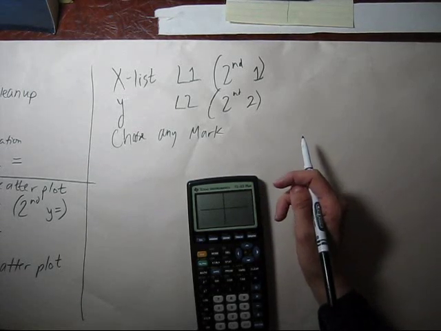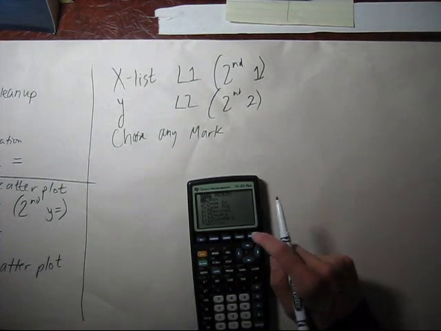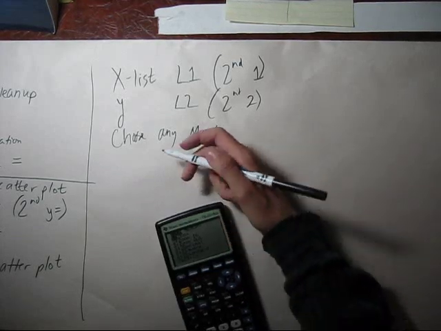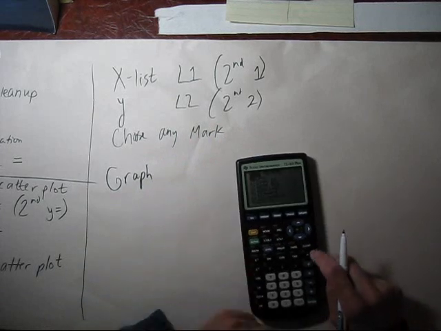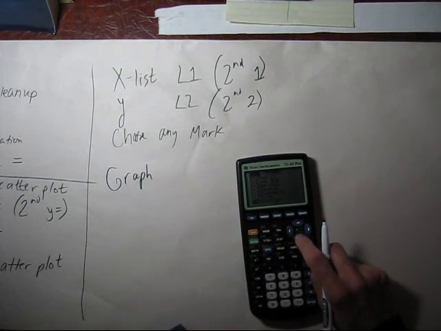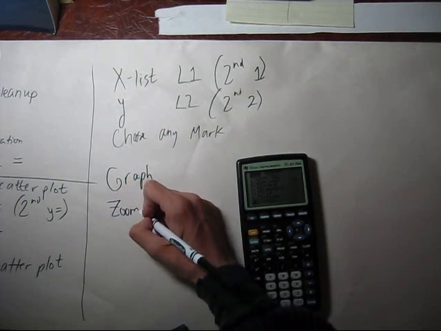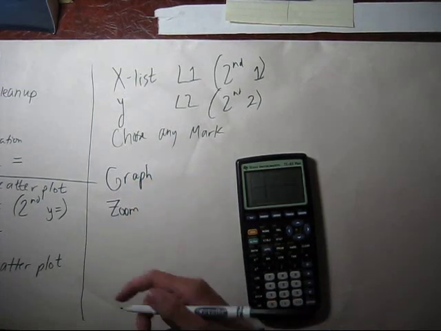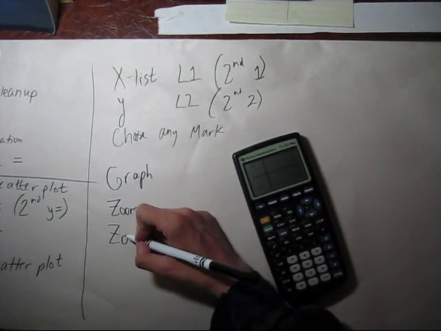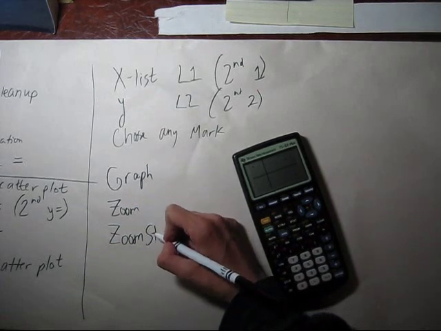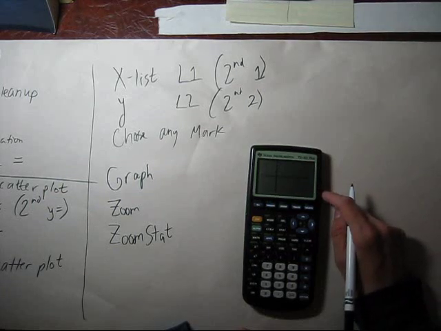So I'm guessing that my window's wrong. So let me go to zoom. So let's write down graph. And if you go down to number 9, it says zoom stat, hit enter, and now I'm seeing all of my points. What that does is automatically adjust the window so everything shows up.